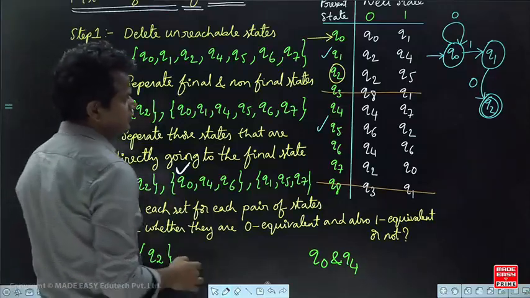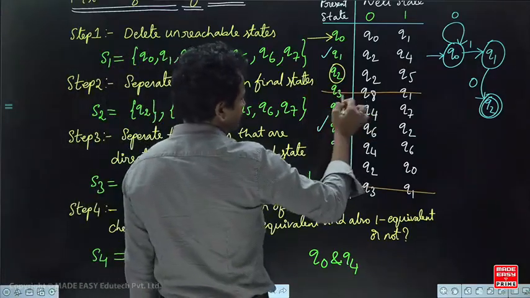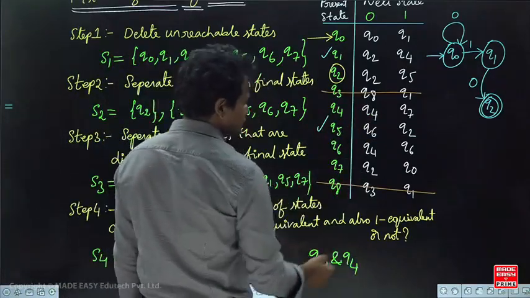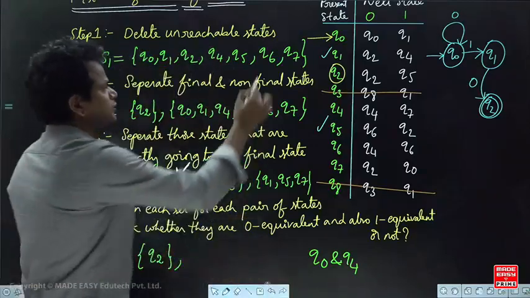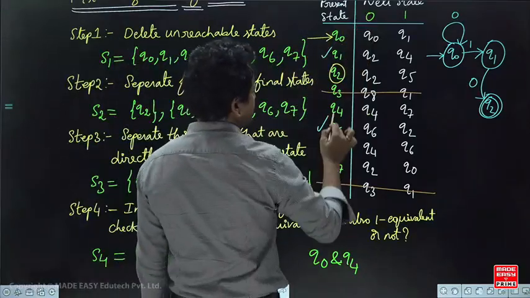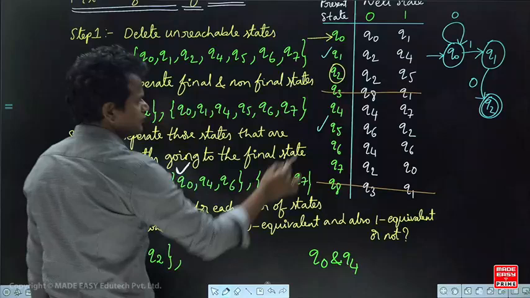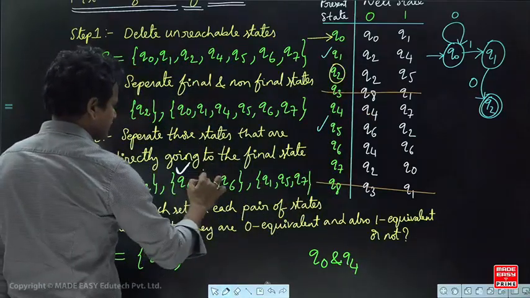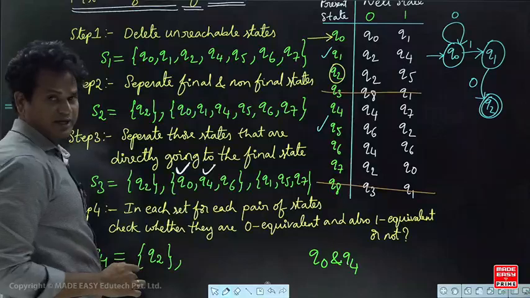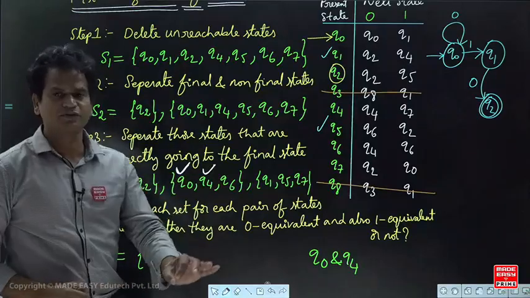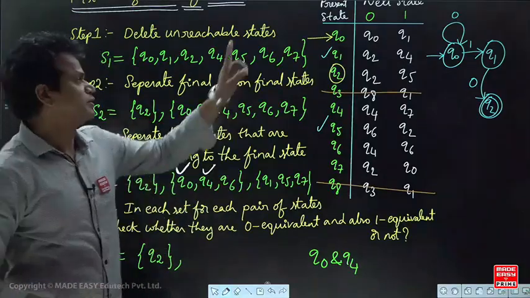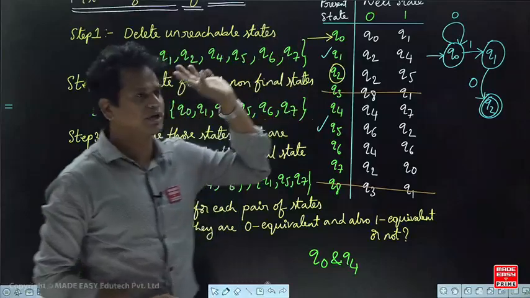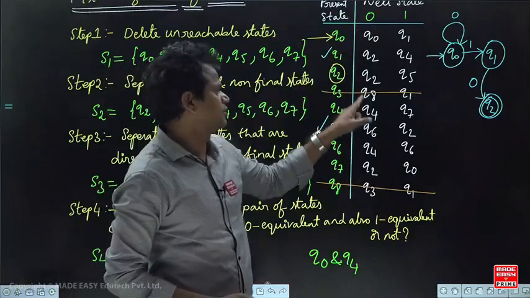Okay, now Q4. Q4 on 0. We are checking Q0 and Q4 for input 0. Q0 on 0, Q0. Q4 on 0, Q4. Where is Q4? Here. Are you following? We are checking Q0 and Q4 for input 0.